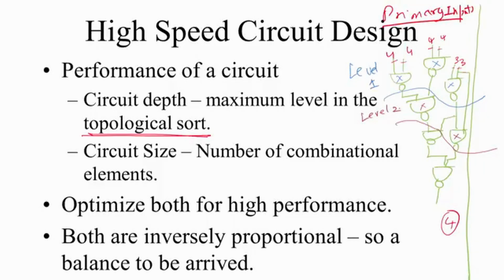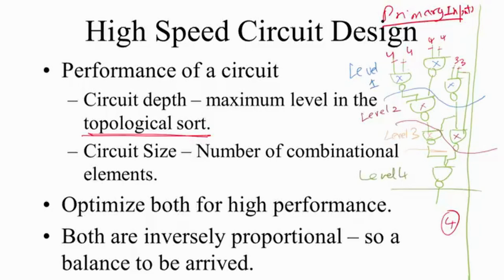When I remove all the level 2 gates, note that this gate becomes inputless, only this gate. Still this gate has one input here. So, this becomes level 3 and finally, this becomes level 4 when I remove the level 3 gate.